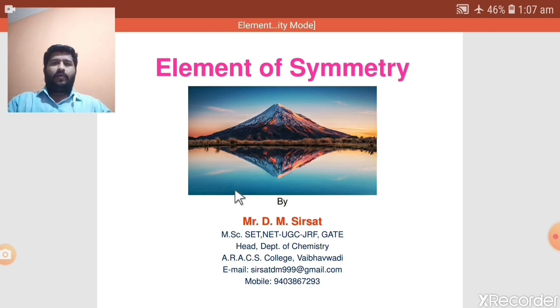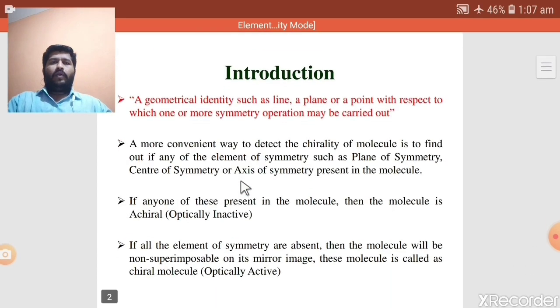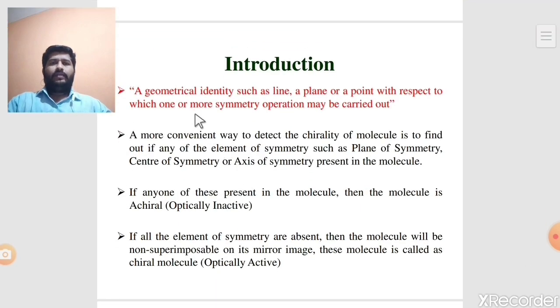Friends, today we are going to discuss the element of symmetry. Element of symmetry is a very interesting and important part in chemistry. So what is meant by element of symmetry? It is simply a geometrical entity such as a line, a plane or a point with respect to which one or more symmetry operations may be carried out, and it is called an element of symmetry.